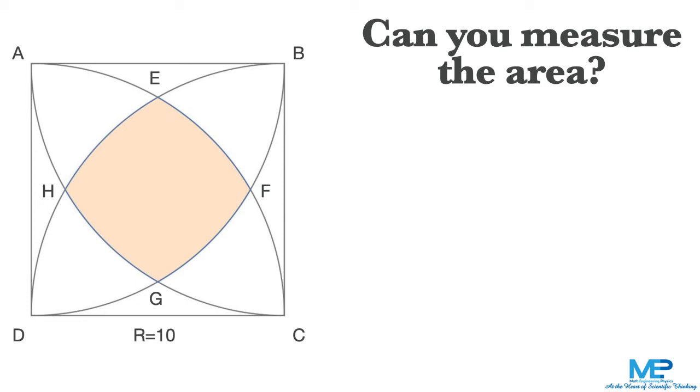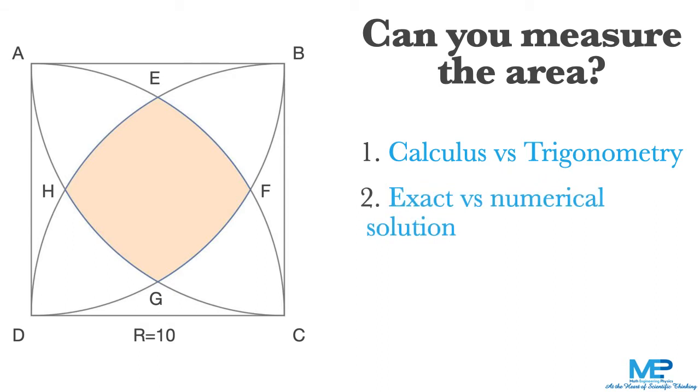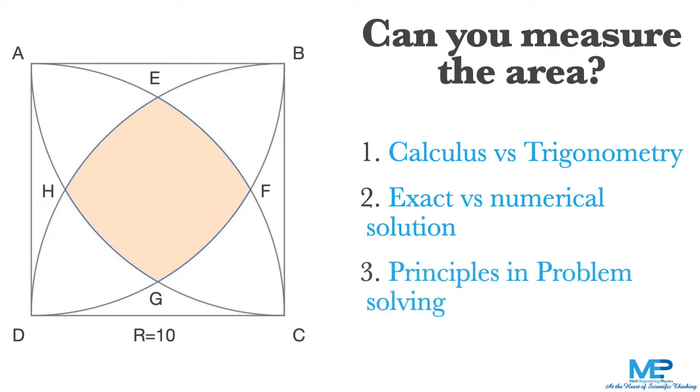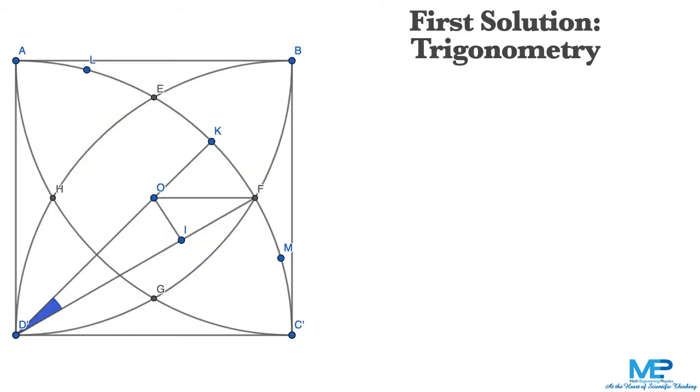In how many ways might we calculate the central area? This problem gives me the opportunity to show how to set up the problem using calculus and trigonometry, to check out whether or not there exist substantial differences if we carry out our calculations exactly or numerically, and some principles to use for mathematical problem solving.